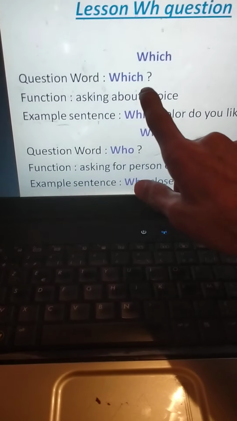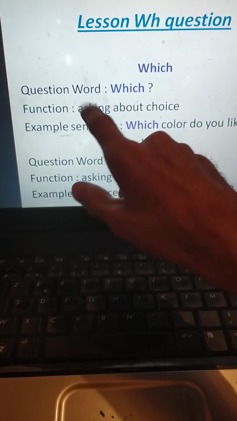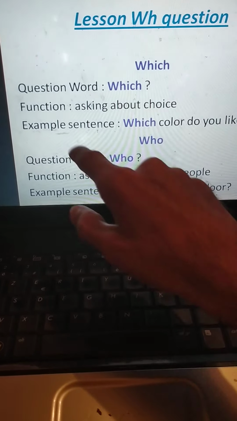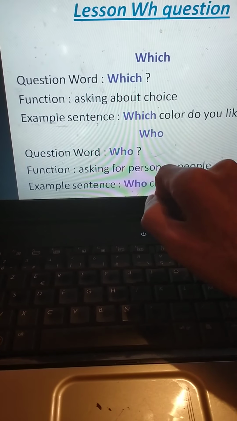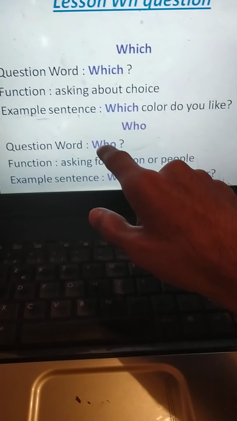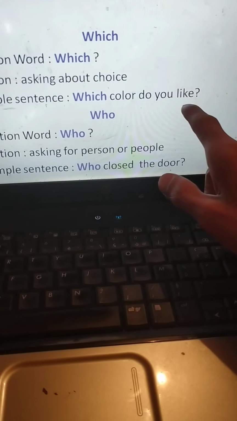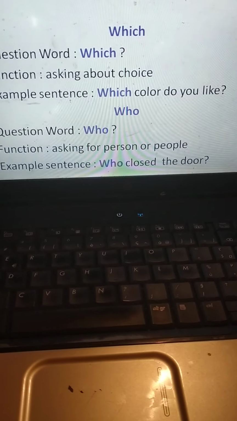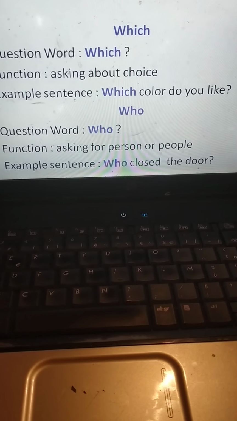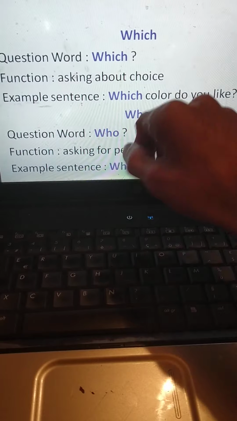We have which. Question word which. Function, asking about choice. Example sentence: which color do you like? Or which color do you prefer, white or black? Or for example, which book do you like? Okay, so which is for choosing.